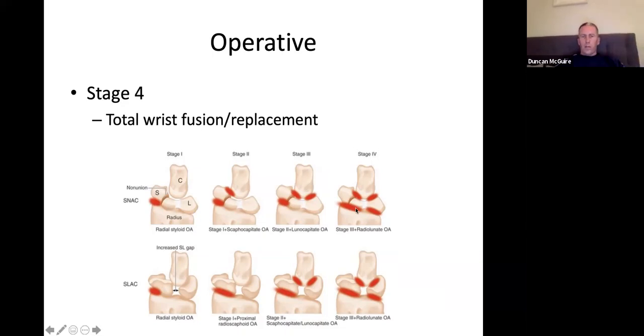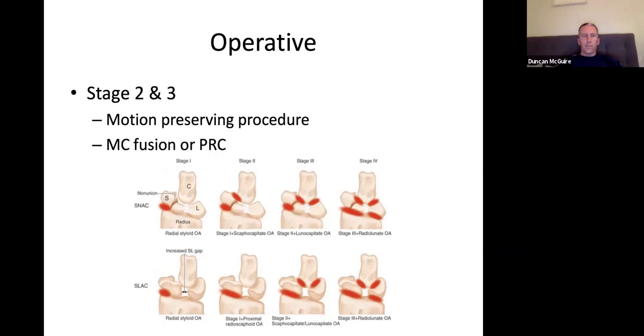Stage 4 is pretty straightforward. Both the midcarpal and the radiocarpal joints are completely involved. So there's no joint sparing or motion preserving procedure. So the treatments there are either total wrist fusion or total wrist replacement. So it's really stage 2 and 3 where we can offer these motion preserving procedures. And they essentially are either a midcarpal fusion or a proximal row carpectomy, which we'll go through now.